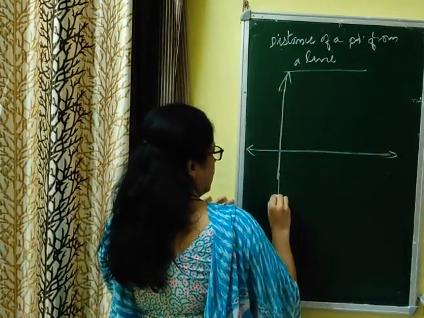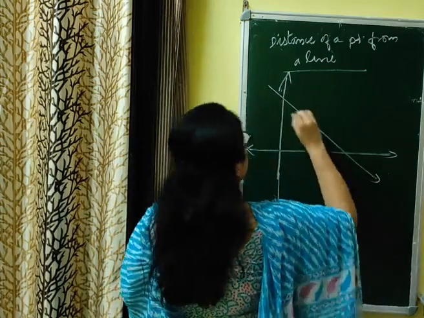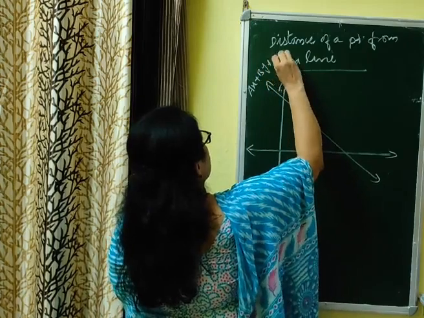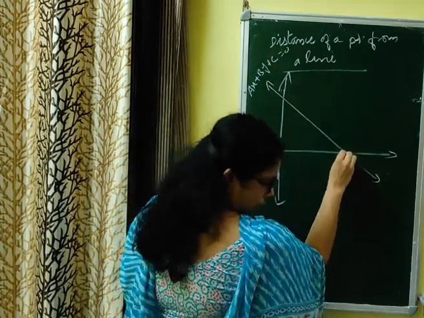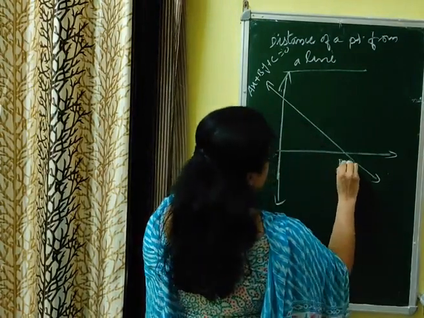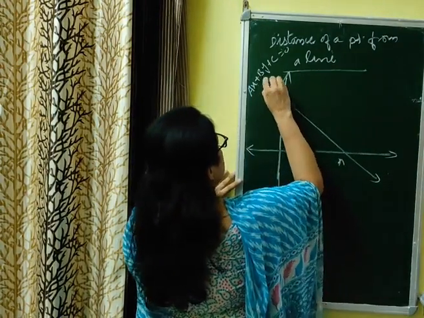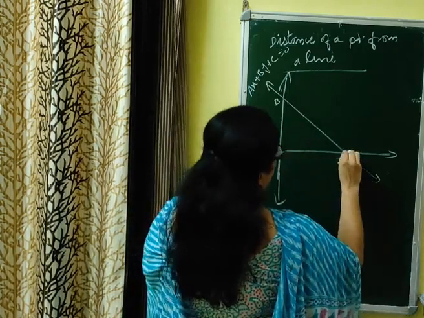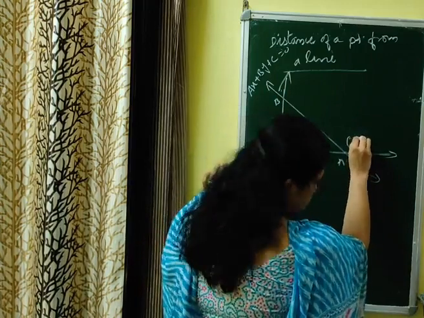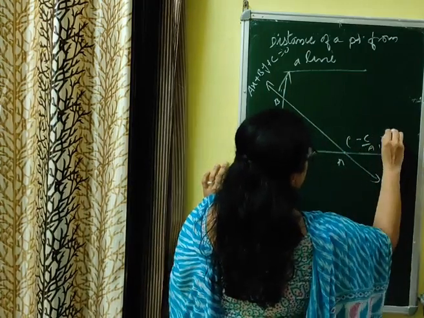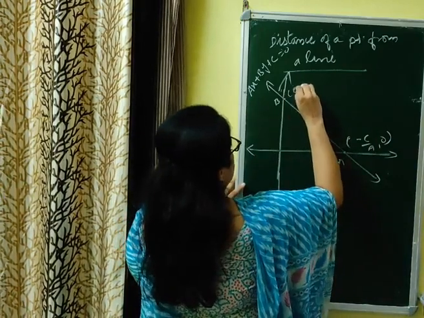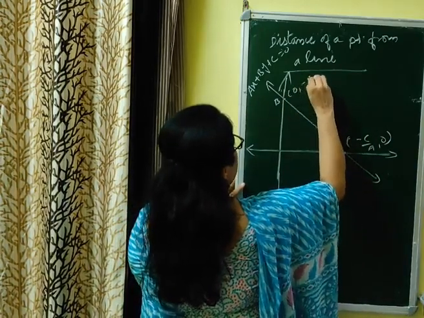Suppose that you are given a line, say L, whose general form is given as ax plus by plus c equal to 0. Let the points be A and B. Since ax plus by plus c equal to 0, what will the point be? Here the y coordinate is 0, so it is minus c by a comma 0. This is the point. Here on the y-axis, x coordinate is 0, so 0 comma minus c by b.